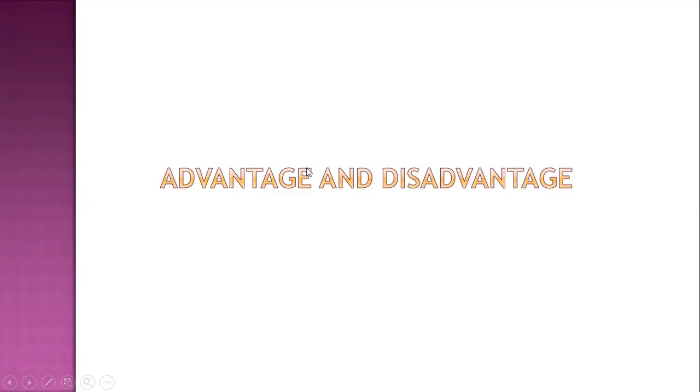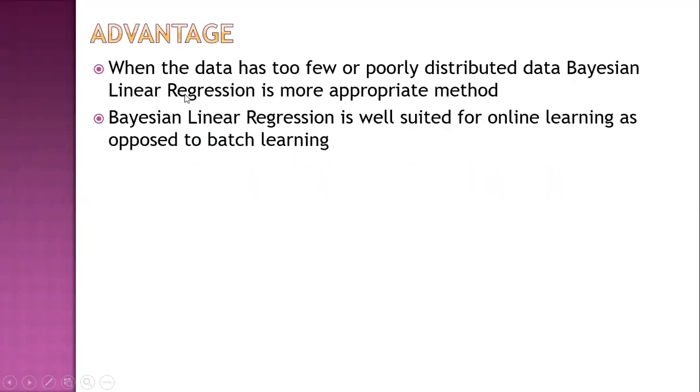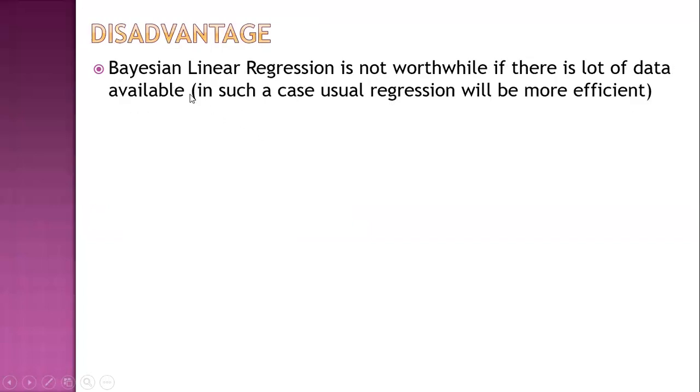Advantages and disadvantages. When the data has too few or poorly distributed data, Bayesian linear regression is a more appropriate method, and it is well suited for online learning as opposed to batch learning. Whereas Bayesian linear regression is not worthwhile if there is a lot of data available. In such a scenario, usual linear regression will be more efficient.